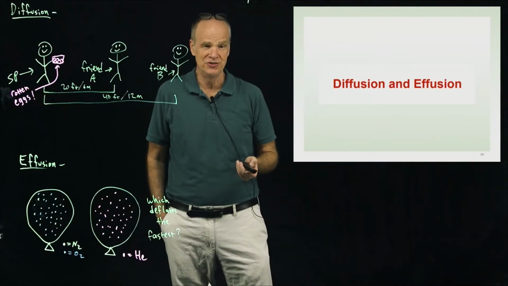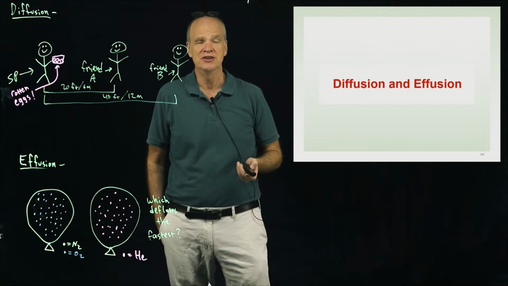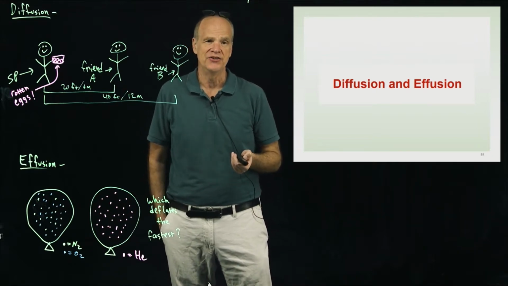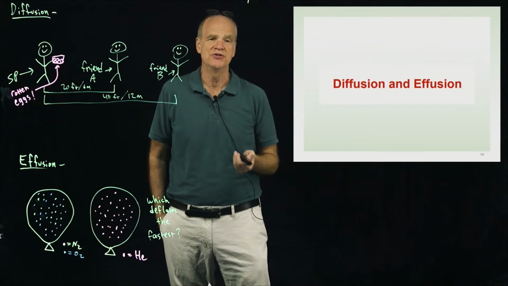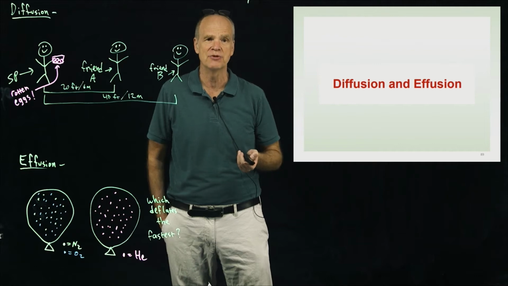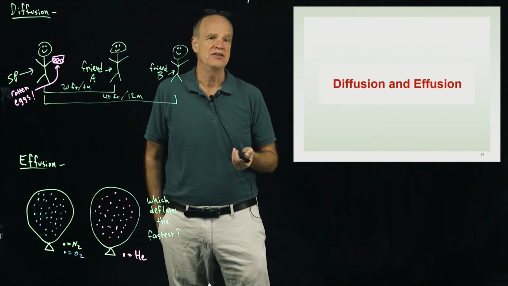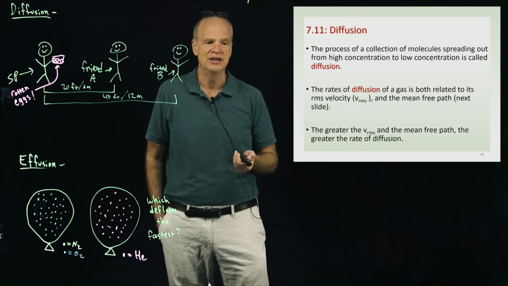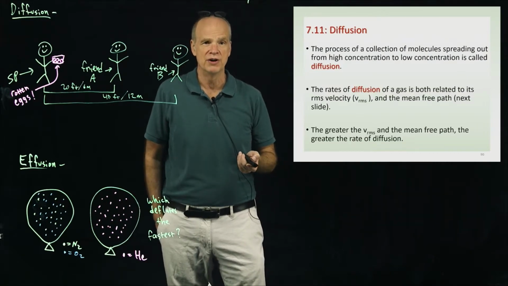And so we are continuing on through the section in the gases chapter about the kinetic molecular theory. Now I want to talk about two properties that gases have: diffusion and effusion. This can be found in section 7.11 of your book.